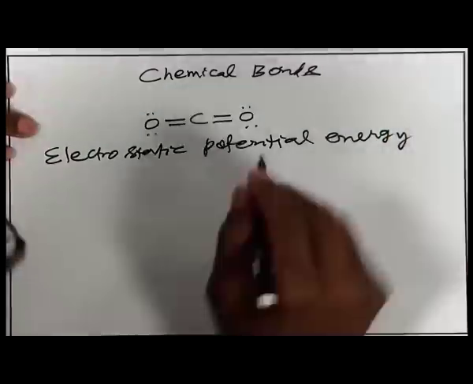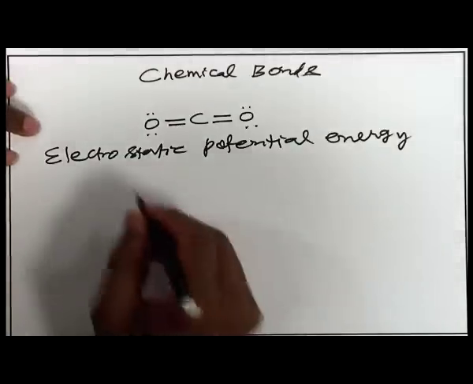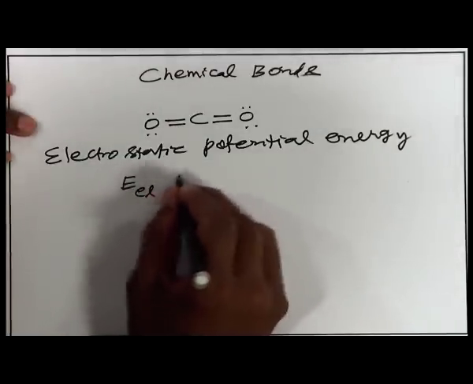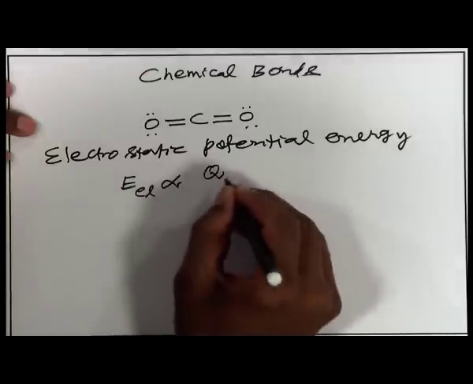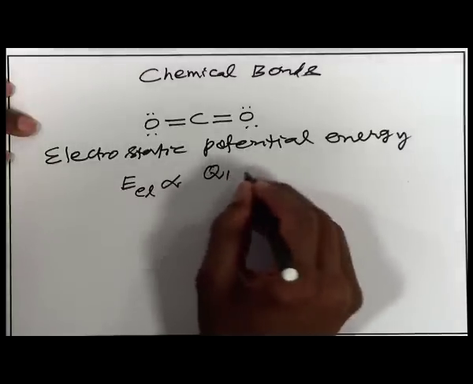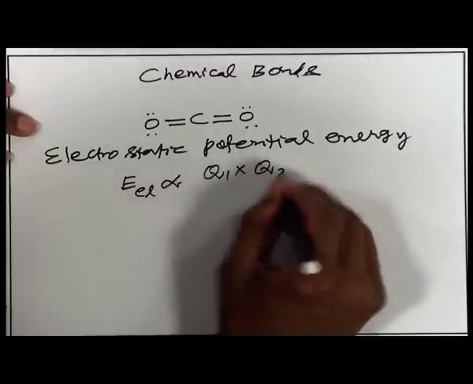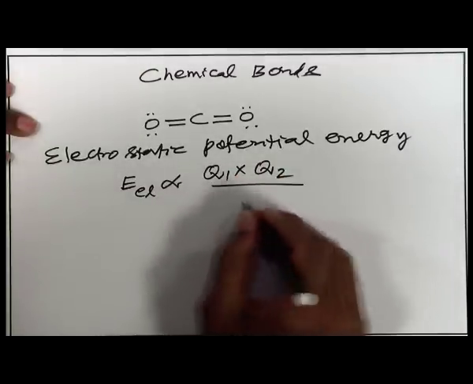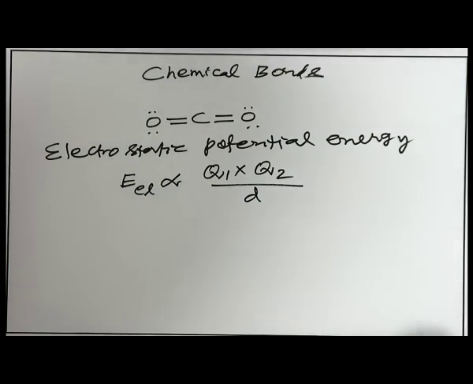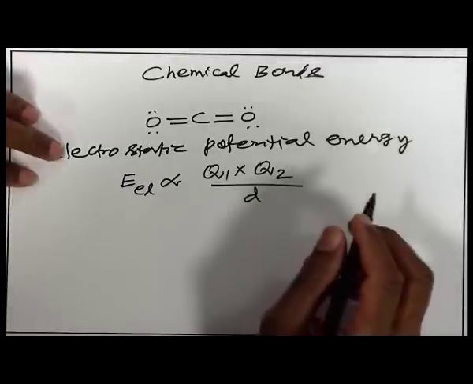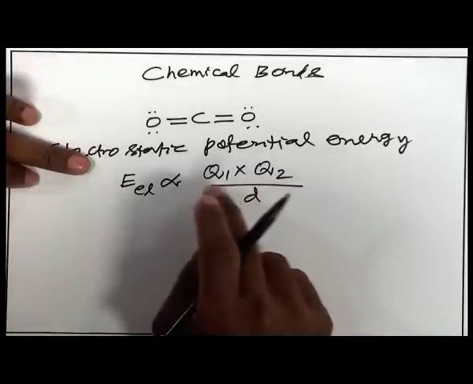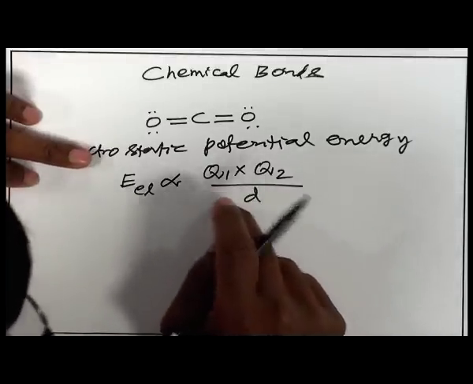Under this concept, electrostatic energy is directly proportional to the product of the charges Q1 and Q2, and inversely proportional to the distance between the charges. So, electrostatic energy is directly proportional to the product of the charges and inversely proportional to the distance between them.